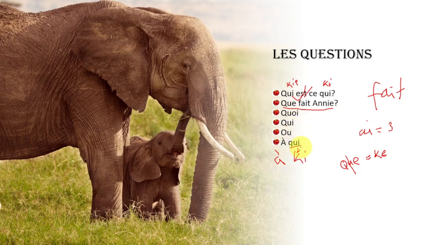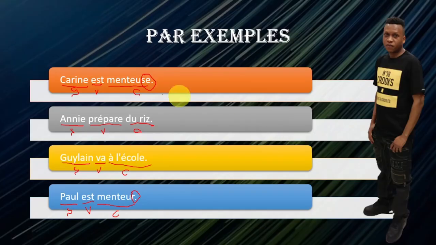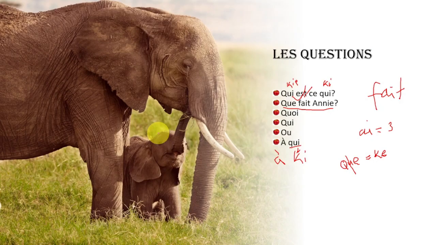Où? À qui? Okay? So, if we go back, that's what I'm talking about here. Que fait Annie? Annie prépare du riz. Okay? It's like what Annie is doing. Something like that. Okay? So, yeah, when you are reading, don't panic, okay? Don't panic. So, that's why I end up putting the question here, okay?